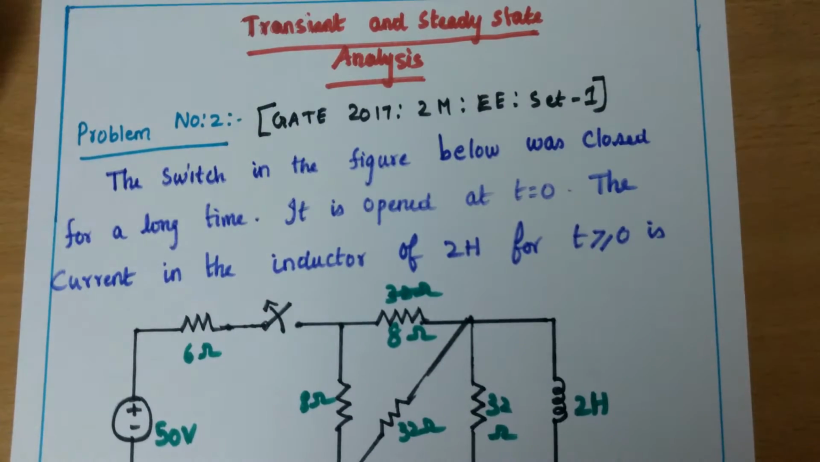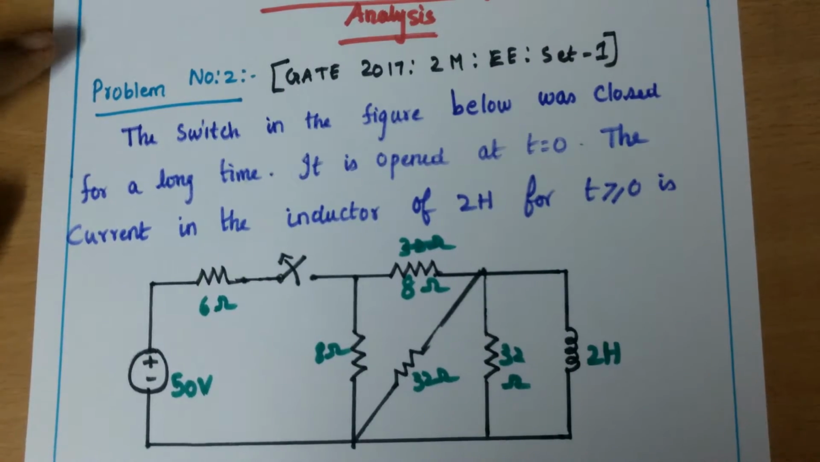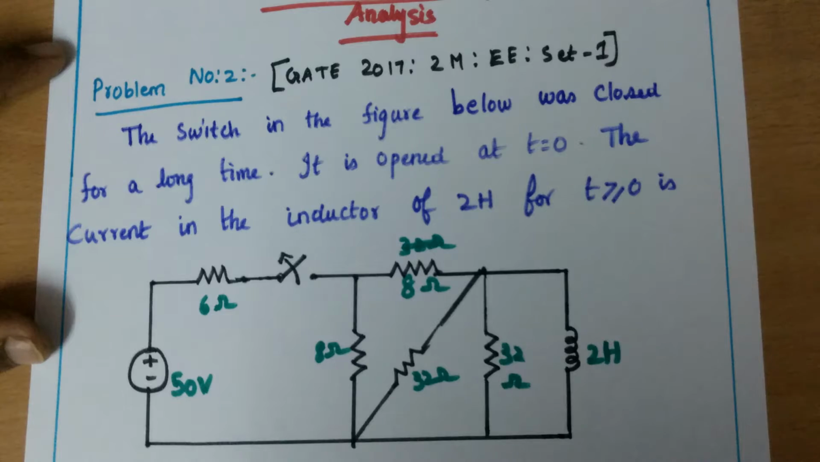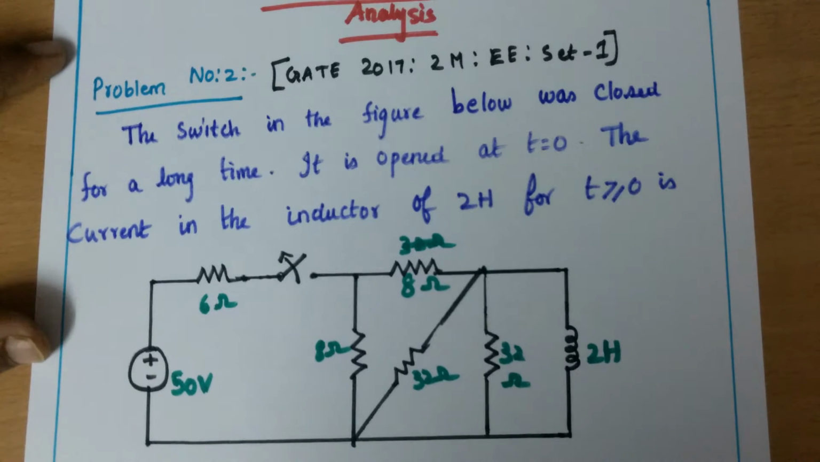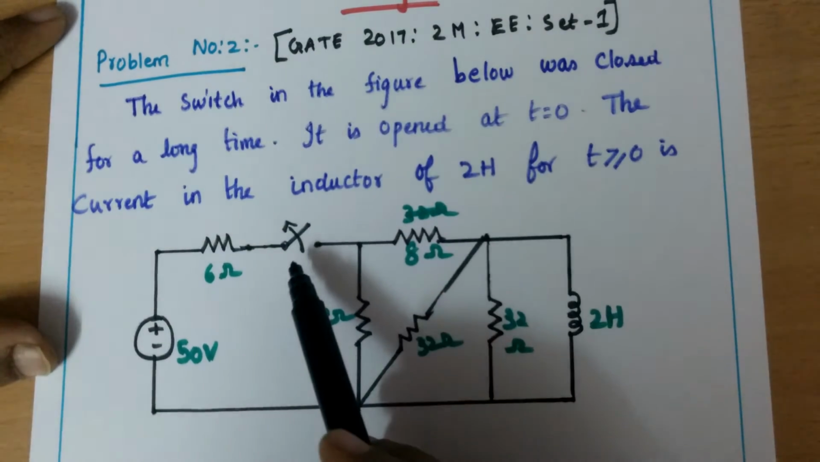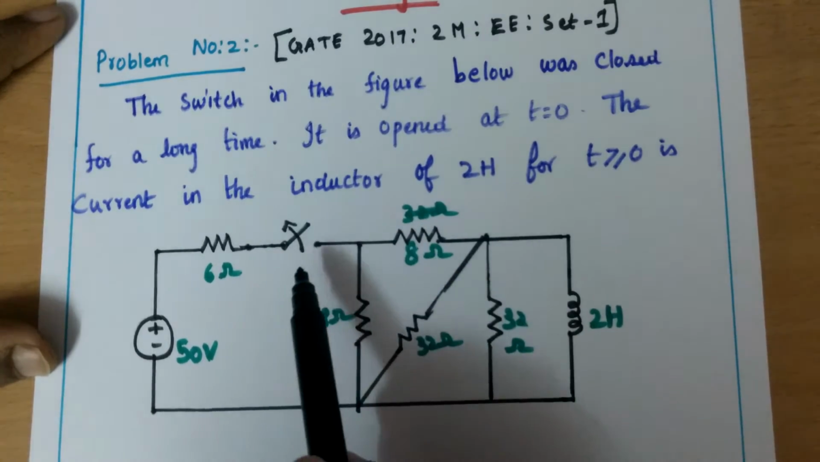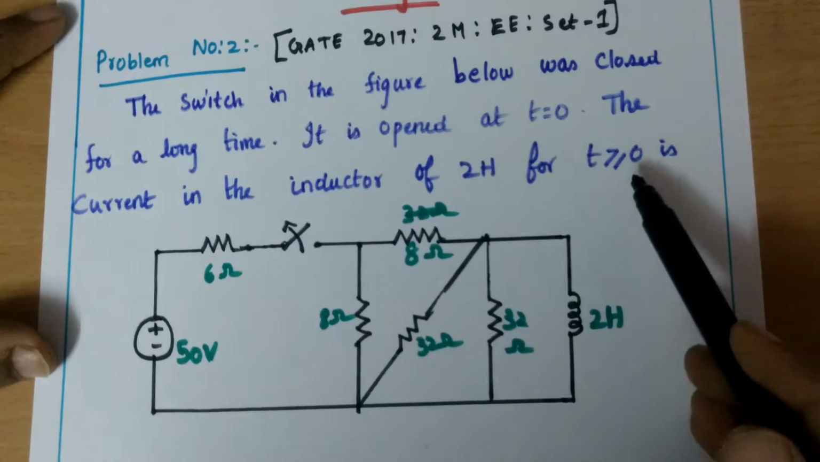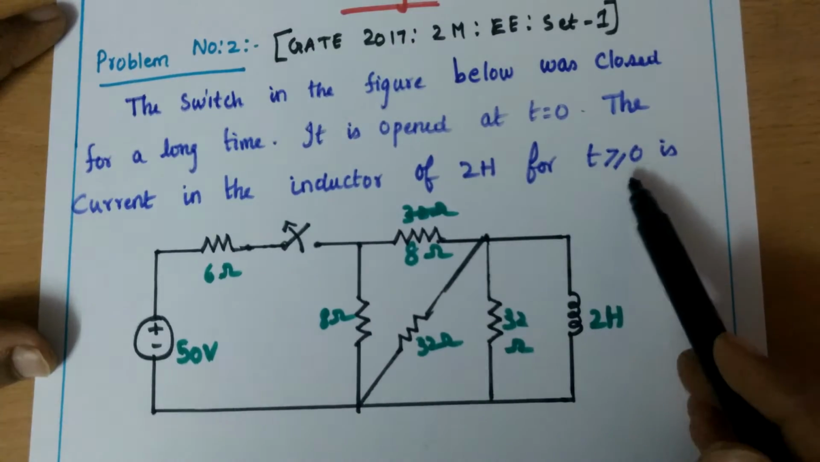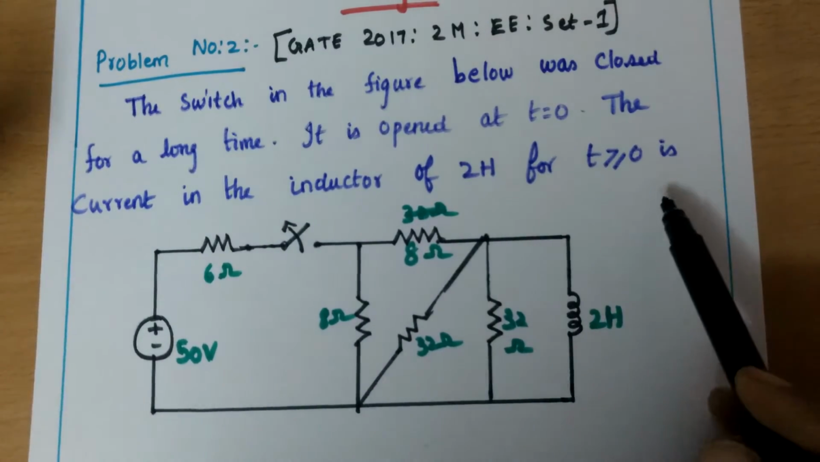It is given in the GATE 2017 in the electrical engineering branch. The question is, the switch in the figure below was closed for a long time. If it is open at t equal to 0, the current in the inductor of 2 Henry for t greater than or equal to 0 is? The given circuit is this one, and here this is the switch which was closed at the initial condition and is going to be opened. The final condition is t greater than or equal to 0, meaning 0 plus. We have to find the current through the inductor for t greater than or equal to 0. So we will solve the problem.